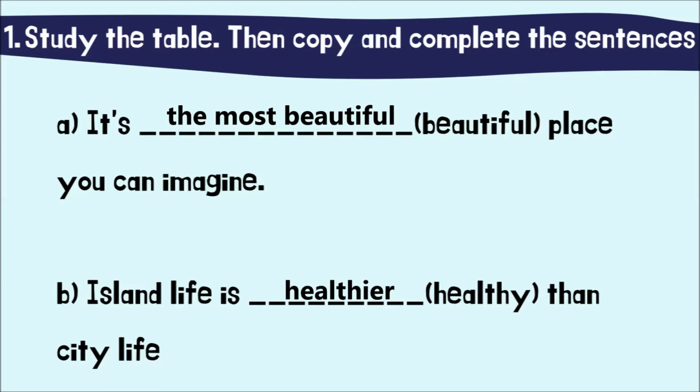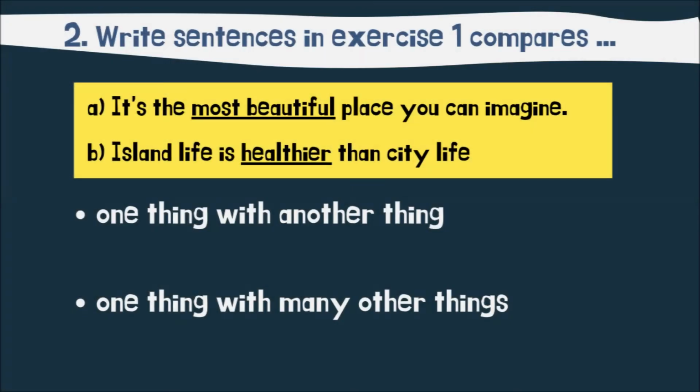Okay, why? Because in city we have so many toxic gases, but on the island we have lesser. Okay, dekat bandar banyak sangat gas-gas yang bertoksin, contohnya carbon monoxide, carbon dioxide, kan? But in island tak ada kenderaan-kenderaan macam itu. Okay, that's why island life is healthier than city life. Okay, now let us move on to question number 2.